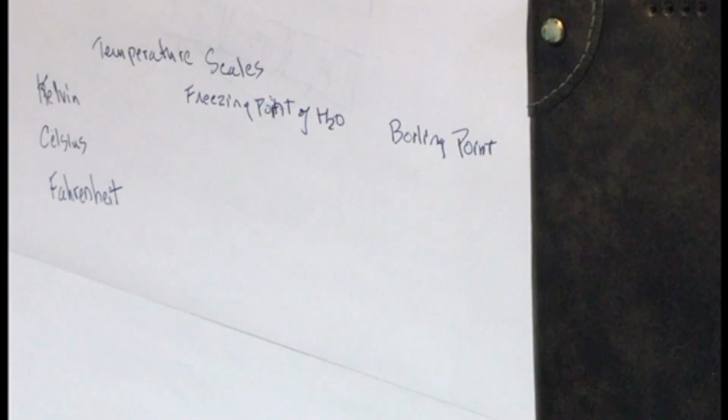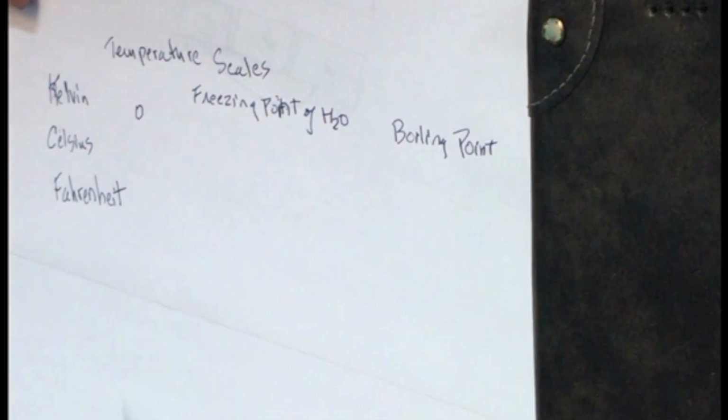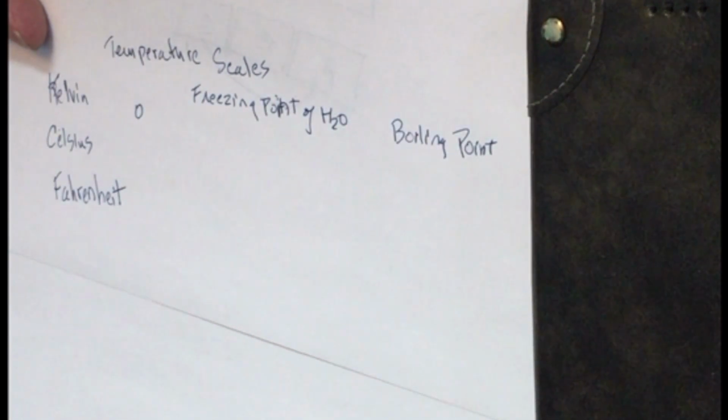Now there are three temperature scales in common use. We have the Kelvin scale, we have the Celsius scale, and we have the Fahrenheit scale. The Kelvin scale starts off at 0 Kelvin, which is absolute zero, and it only gives indications in the positive direction. Absolute zero is the coldest that an object can get. All of the molecules stop moving, and it has no more kinetic energy.